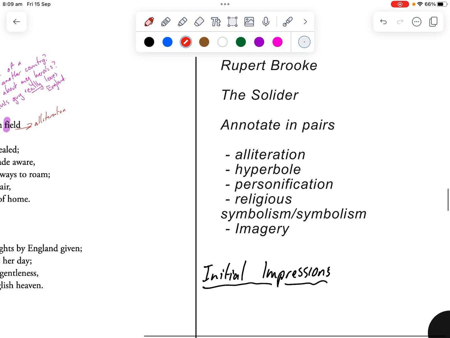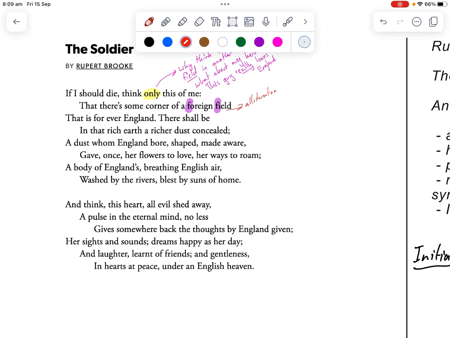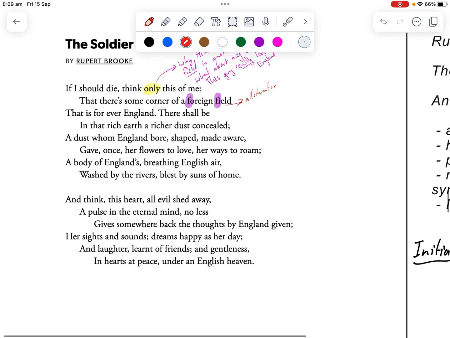You will notice over here that there's definitely alliteration, there is definitely hyperbole, there is definitely personification, there's a lot of religious symbolism and just symbolism in general, and imagery. So don't forget, if you see those things, write it down. Again, if I'm talking too fast, you can always pause. That's the beauty of YouTube.